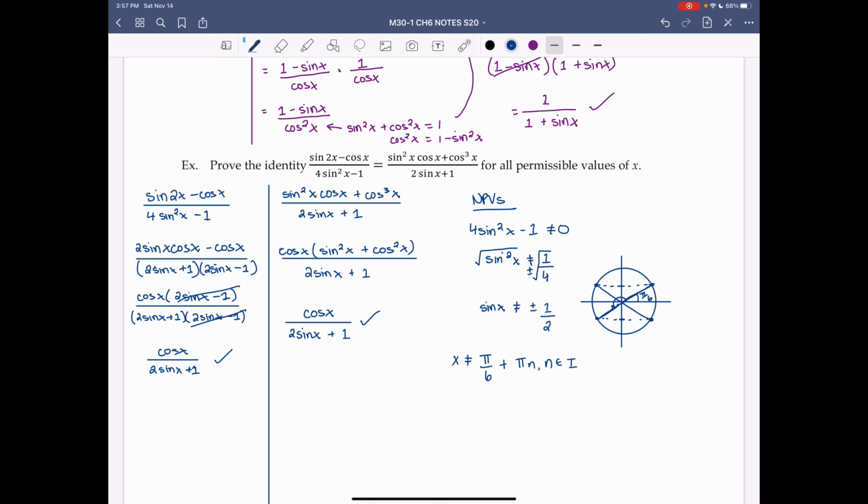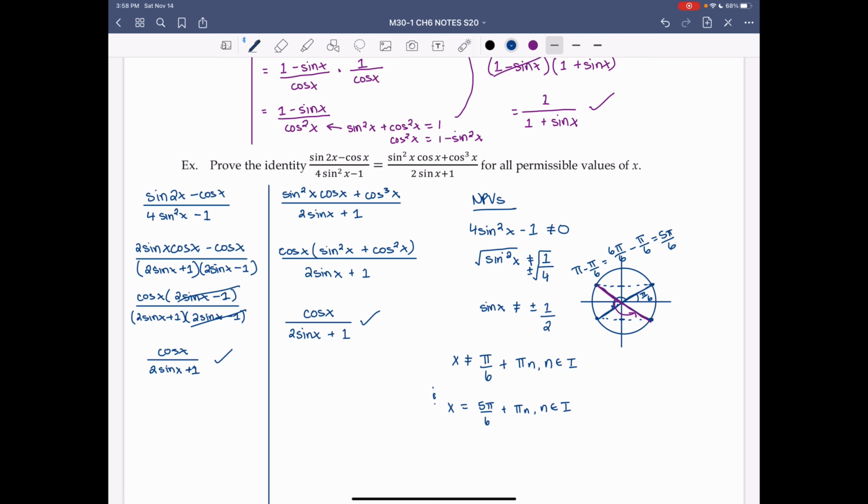And then for quadrant 2, that angle would be pi minus pi over 6, which is 6 pi over 6 minus pi over 6, which gives us 5 pi over 6. So, and x cannot equal 5 pi over 6 plus pi n, where n is an element of the integers. So that would be the angle in quadrant 2 and also pi away in quadrant 4.